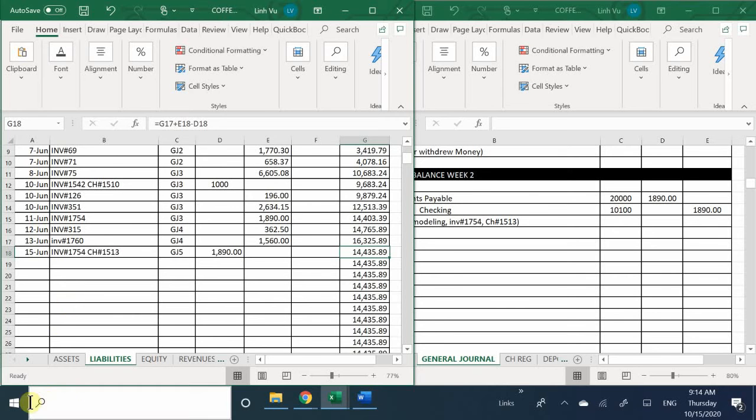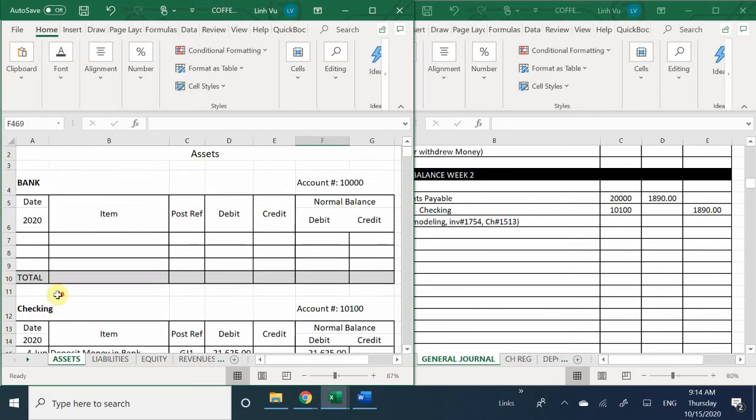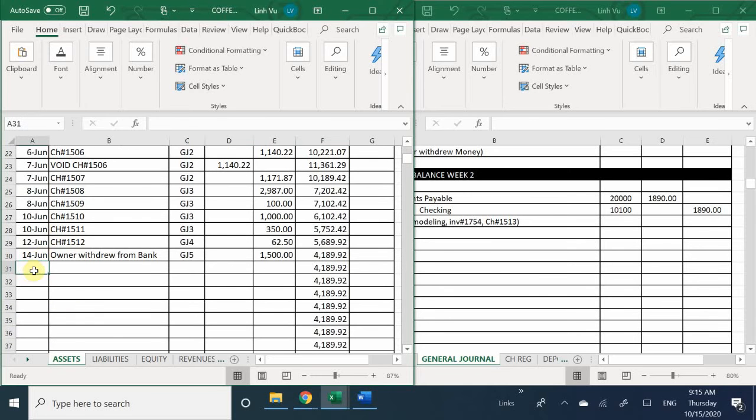Then we post to our checking account. So assets, all right. How do we fill this part out? The check number. You don't have to. Unless you want to, yes. Or you could just write the invoice number. The invoice number pretty much tells you everything. Let's just write the invoice number for now. Okay. Yeah, invoice number.